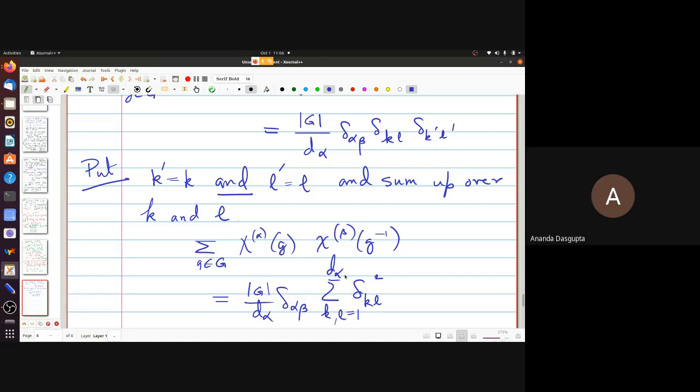Tell me, what is this sum? How much is this? This is the easy sum. Delta kl squared. What is delta kl squared, by the way? Forget the sum. Even without a sum. Come on. Delta kl squared is just delta kl. And then you are summing up over both k and l. What is that going to give you? d alpha. d alpha or d alpha squared? Which one?